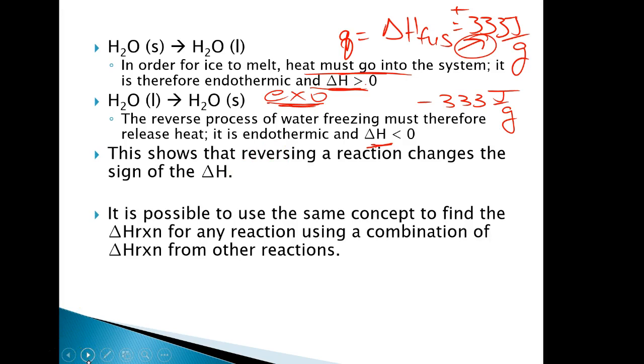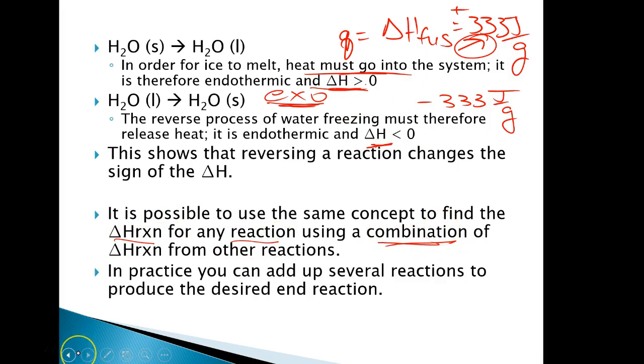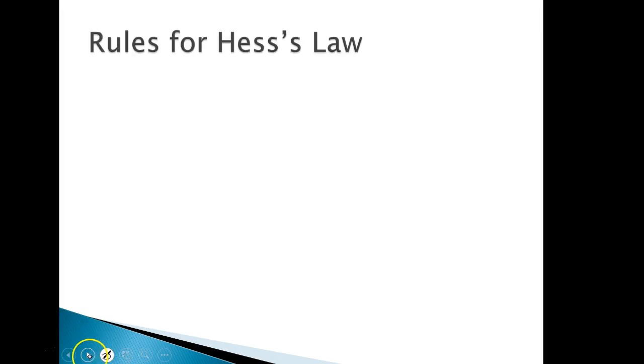And it is possible to use the same concept of Hess's Law and the concept of reversing reactions to find the heat of reaction for any reaction by using those steps that we talked about in Hess's Law. So in practice, you can add up several reactions. We're going to start with 2. We'll build up to maybe 3, 4, 5 tops, because the more reactions you have, the more complicated it gets.